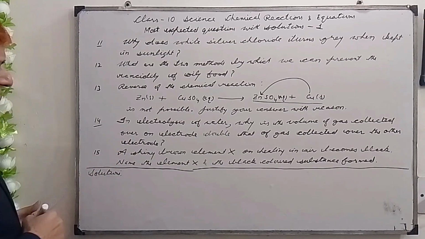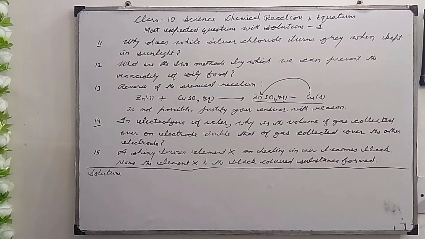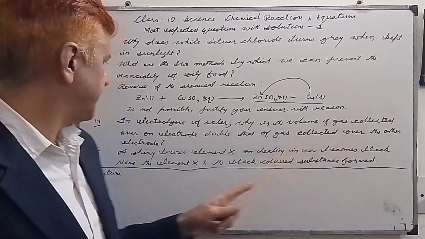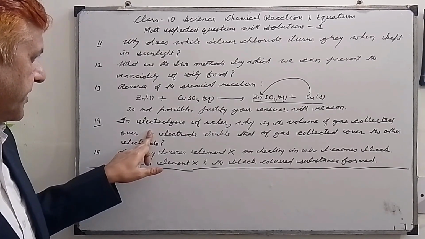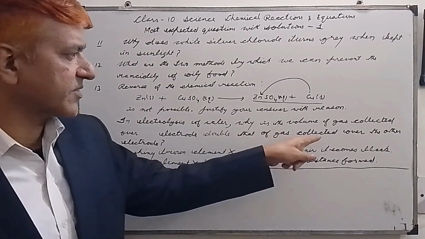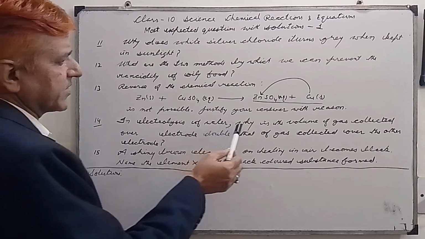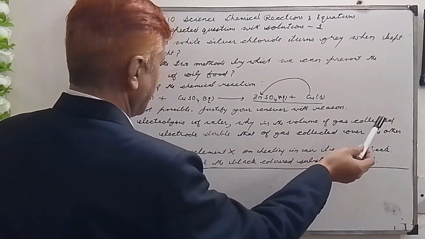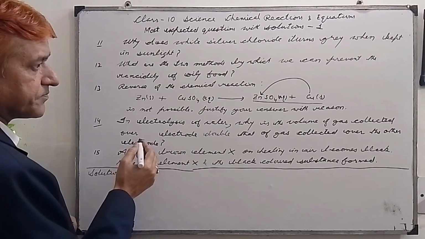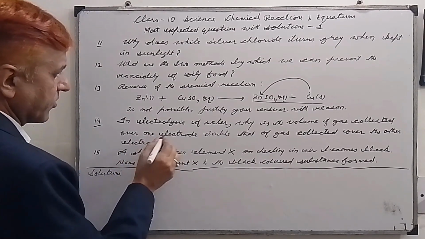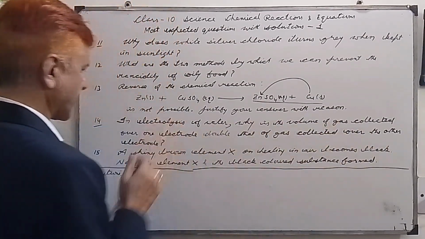Now we have question number 14. In electrolysis of water, why is the volume of gas collected over one electrode double that of the gas collected over the other electrode? Once again, in electrolysis of water, why is the volume of gas collected over one electrode double that of the gas collected over the other electrode?